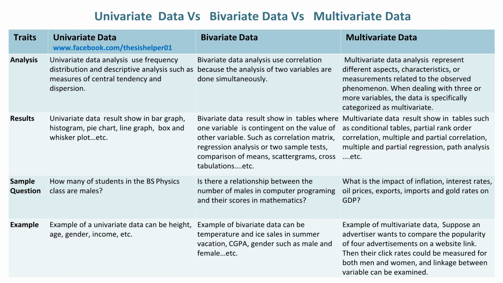Examples of univariate data can be height, age, gender, income, etc. Whereas examples of bivariate data can be temperature and ice sales in summer vacation, CGPA, gender such as male and female, etc. Whereas example of multivariate data, suppose an advertiser wants to compare the popularity of 4 advertisements on a website link. Then their click rates could be measured for both men and women, and linkage between variables can be examined.